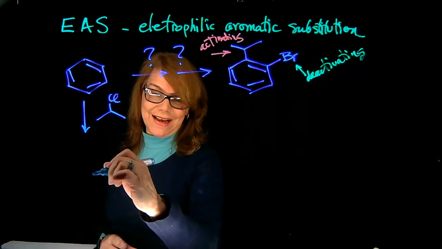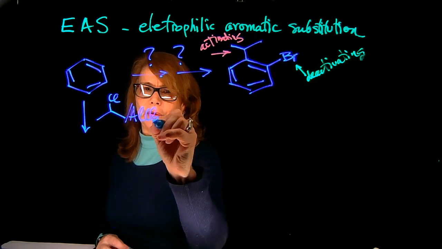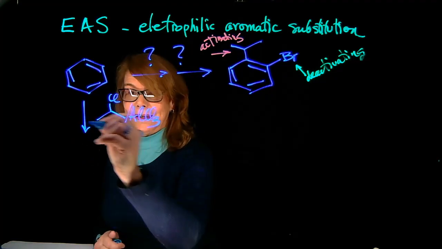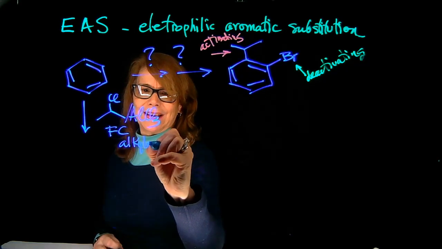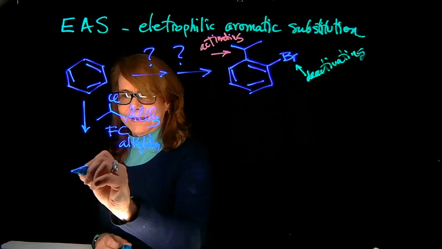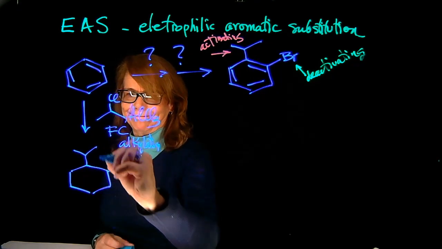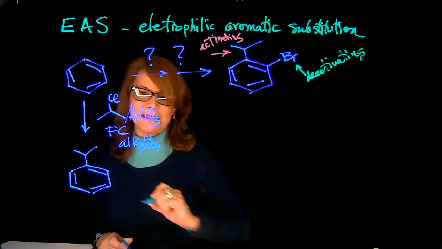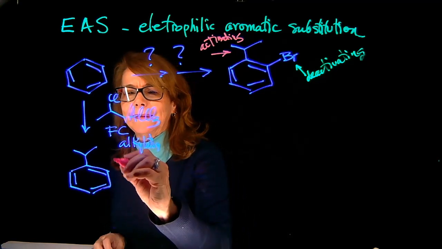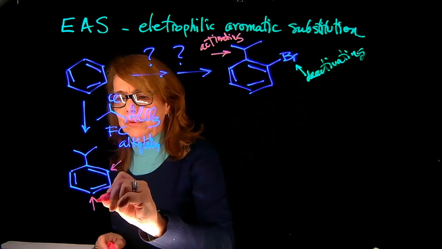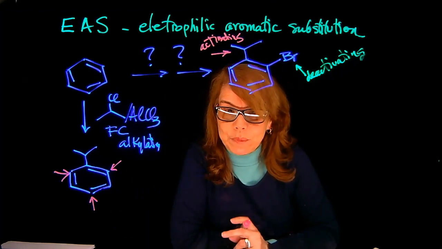2-chloropropane and aluminum trichloride. When I do that, that's my Friedel-Crafts alkylation. And that's my product, isopropyl benzene. So I have installed an activating group, which means that it will direct ortho-para. Question is, can I do a bromination now?